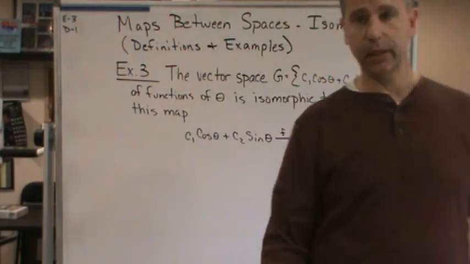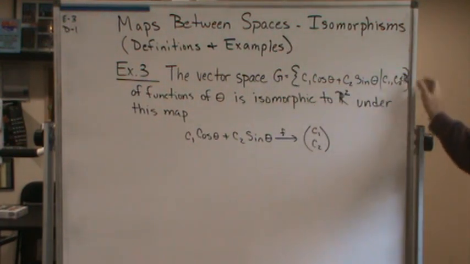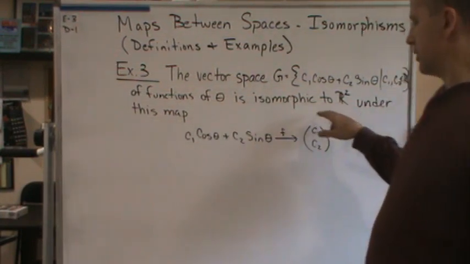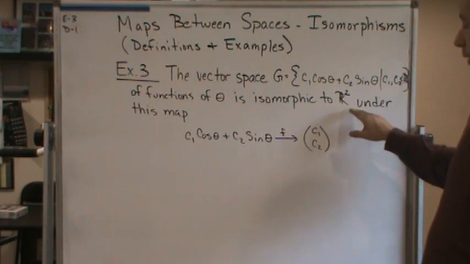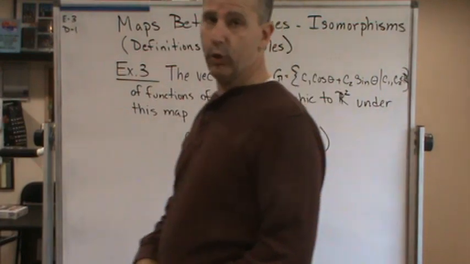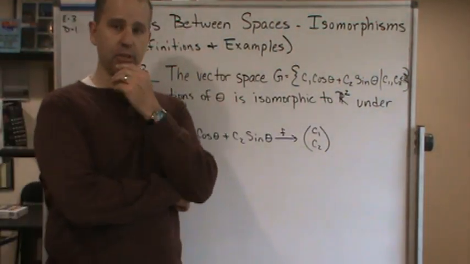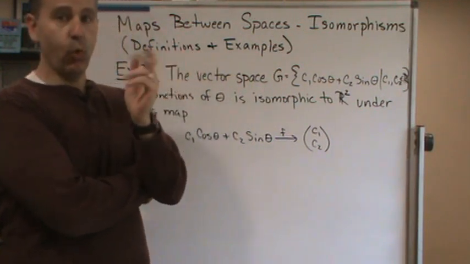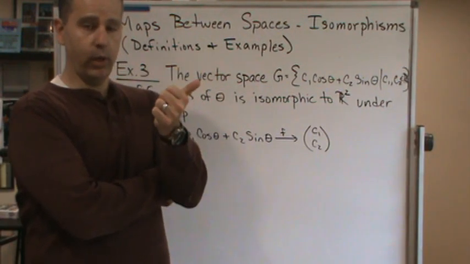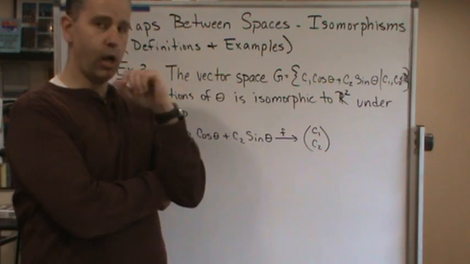Okay, in this example here, we've got this vector space G defined by the set. We've seen it before. So the functions of theta is isomorphic to R2 under the map given here. Now, in order to show that this is isomorphic, we have to check the conditions. So let's start with condition 1. Condition 1 is we have to check to make sure it satisfies one-to-oneness and onto. Okay, so let's talk about one-to-oneness.